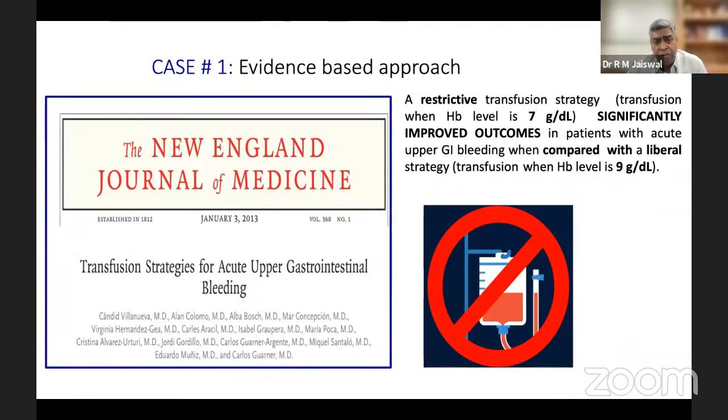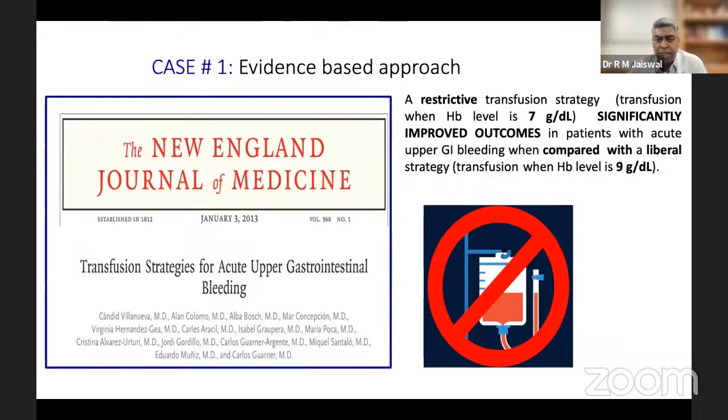In view of that evidence, the case approach was published in the New England Journal of Medicine in 2013, on transfusion strategies for acute upper gastrointestinal bleeding, where they opted for the restrictive transfusion strategy when the hemoglobin level is 7 gram per dl, and it significantly improved outcome in patients with acute upper GI bleeding when compared with the liberal strategy.